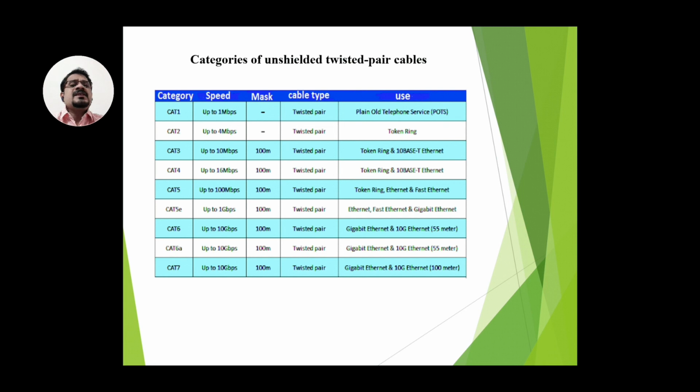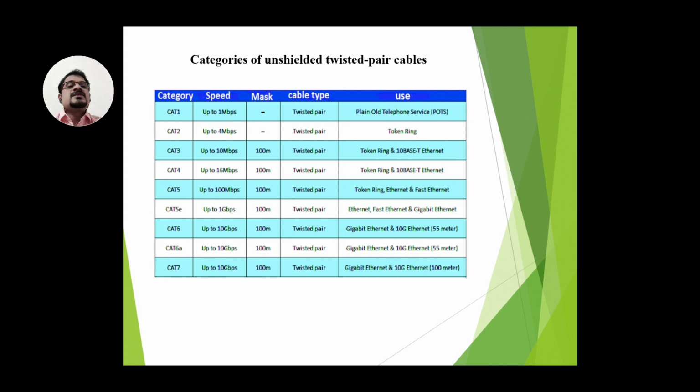Now let us see that there are different categories of unshielded twisted pair cables. As per the standard, we name them category 1 to category 7. Each category has different characteristics. The major characteristics we consider are the data rate, the speed it can support, and the distance it can cover. Based on that, we decide which type of network each category of cable can be used for.